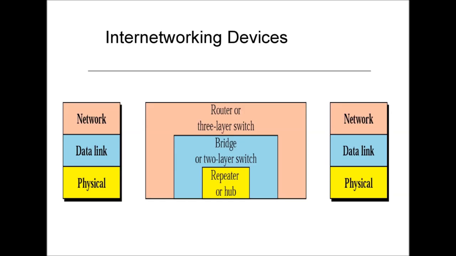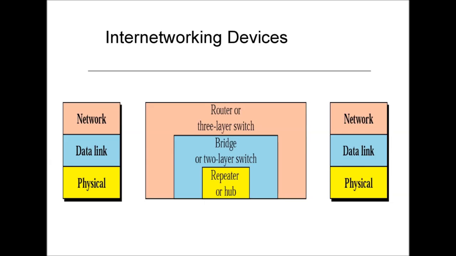What is a bridge? A bridge is basically used to connect two different networks. Let's suppose there is a network in which we are using star topology and another network which is using bus topology or any other topology, then we use a bridge to connect these two different networks.